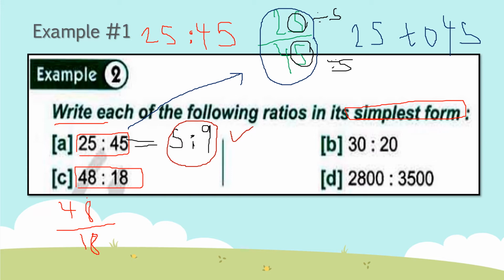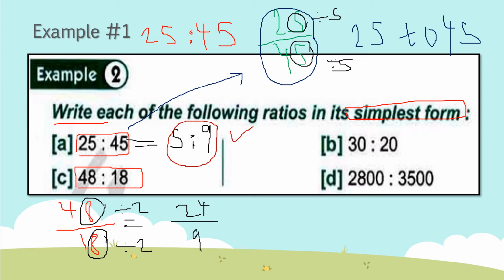So both units digits here are divisible by 2, right? 8 is divisible by 2 and 8 is divisible by 2. So we can easily divide by 2 here. So 48 divided by 2 is 24. And 18 divided by 2 is 9.